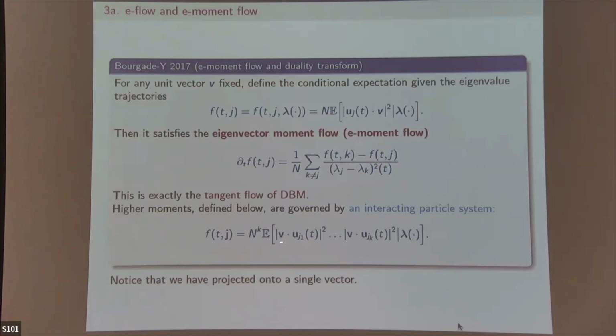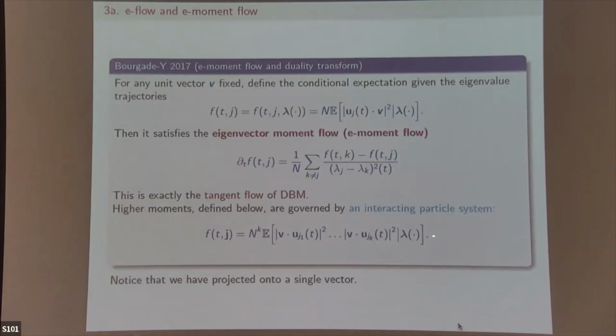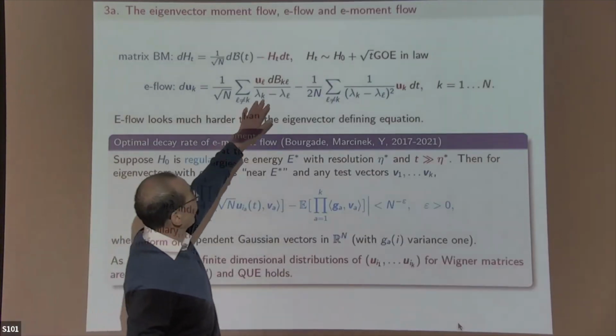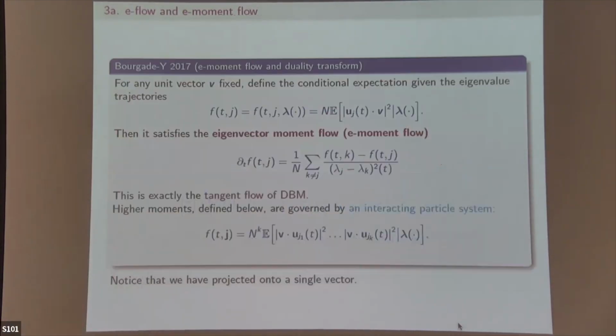But on the other hand, you can only do this for one test vector. So the next thing is I want to do the k eigenvectors with k different test vectors. Can you just explain what you are conditioning on? Conditioning on is the whole history of the eigenvalues, because if you look at the eigenvector equation, you need this. So I condition on the history, and that's why you look at this equation.